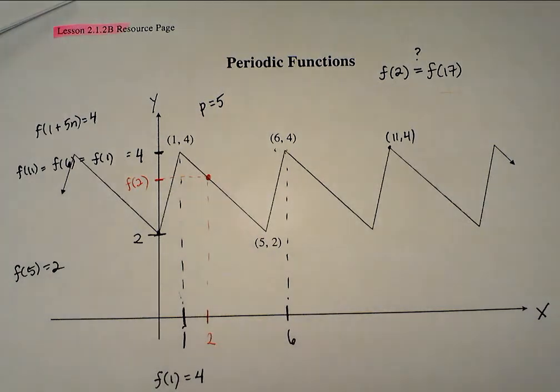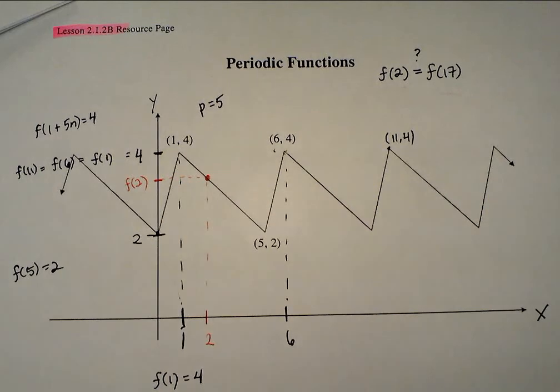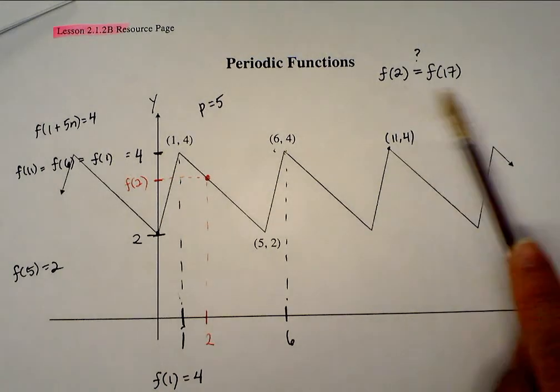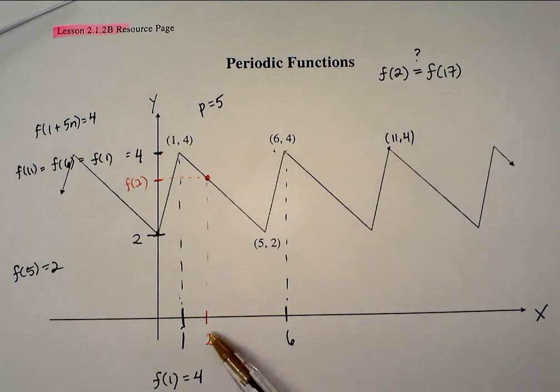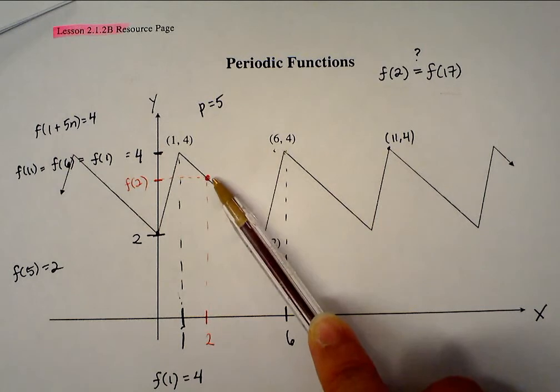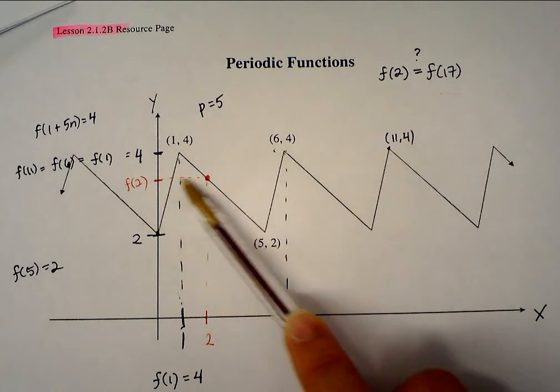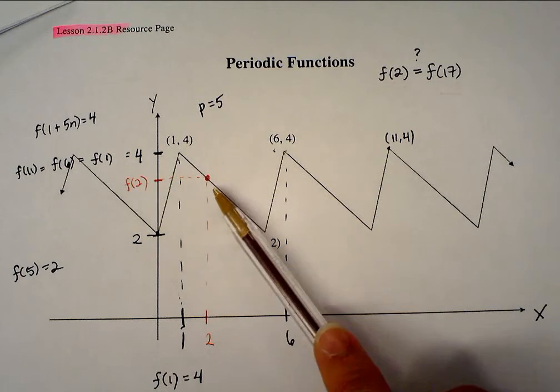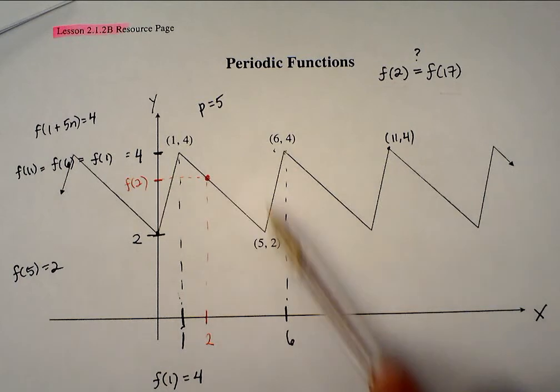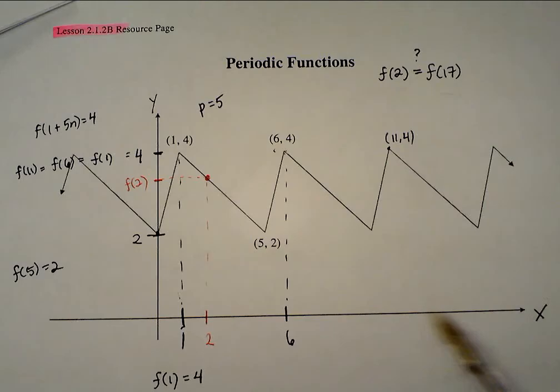Okay, the question is, is f of 2 equal to f of 17? f of 2 is when you go to 2, it's that height. That height is f of 2. What if I go to f of 17, all the way over here? Is it possible that I'll have the same output?